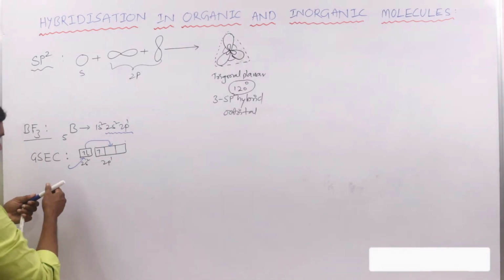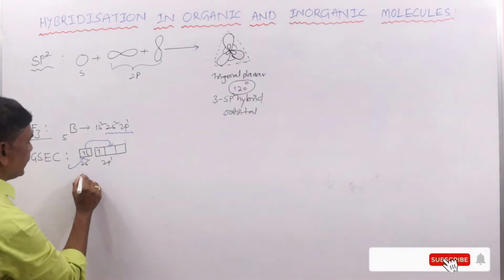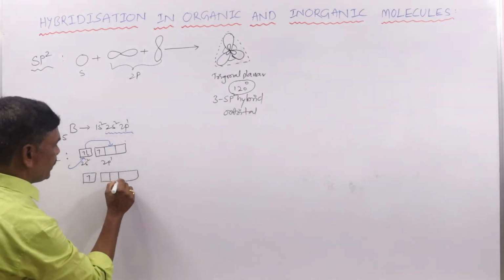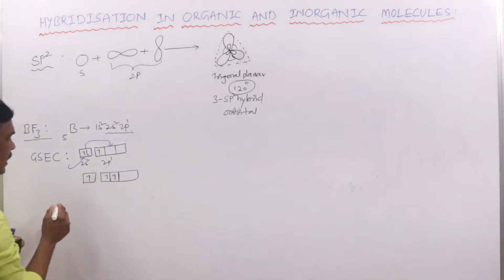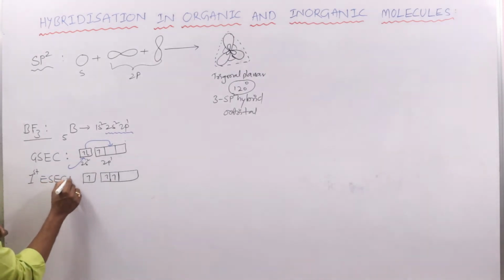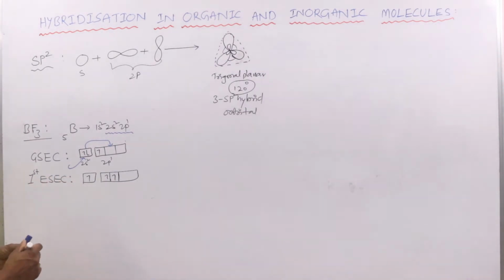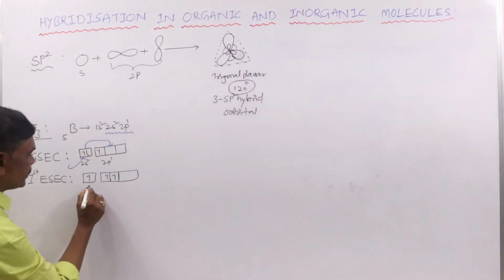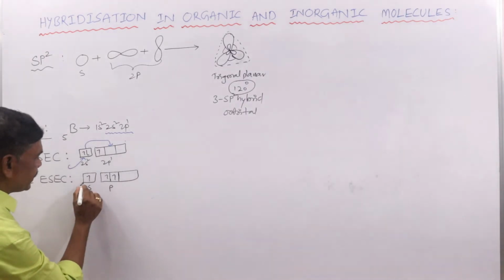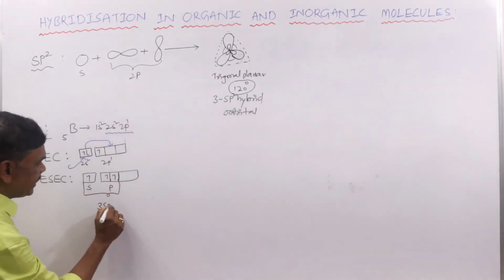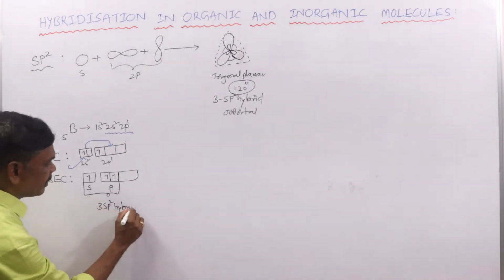Now in the excited state, the electronic configuration of boron is 2s orbital having 1 electron and 2p orbitals having 2 electrons. This is known as the first excited state electronic configuration. What is the hybridization? sp2 hybridization. One s orbital and two p orbitals combine to give a total of 3 sp2 hybrid orbitals.